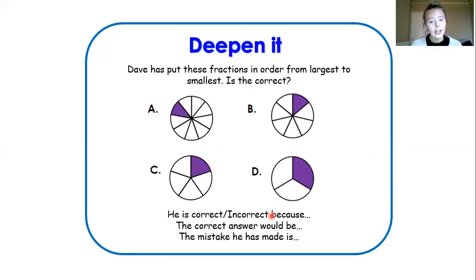He is correct, incorrect, because, so whichever one you think the correct answer would be, the mistake he has made is, so there's some sentence stems you can use to answer your definite. Okay, so usually we do this in our purple pen in classroom, don't we? To show that we are using our reasoning skills and giving a really good explanation as to why Dave is correct or incorrect, okay? So give that your best go.